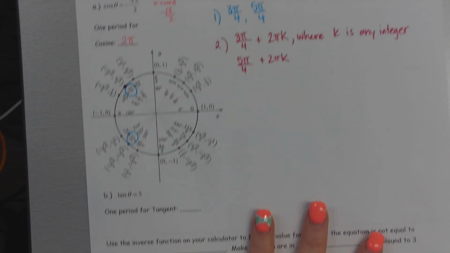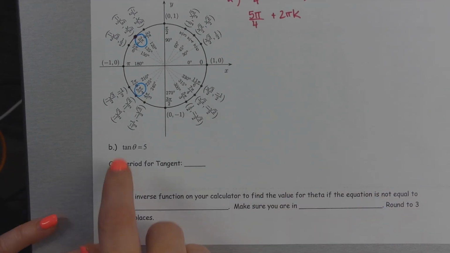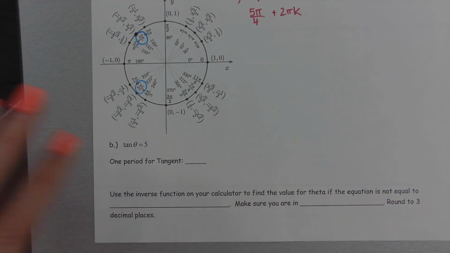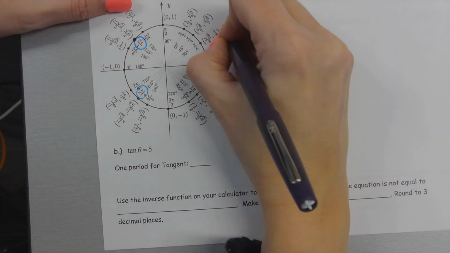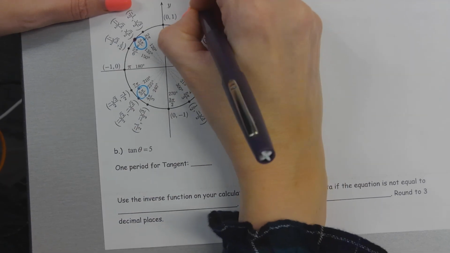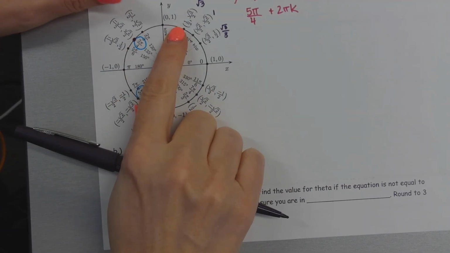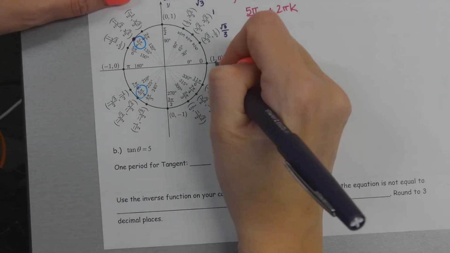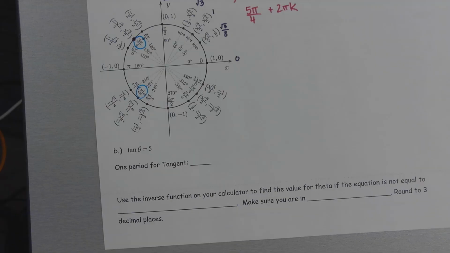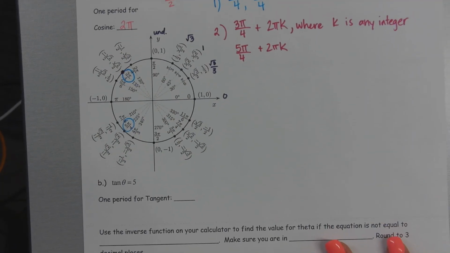All right, and then for part B, it says the tangent of theta equals 5. So the first thing we want to do is see if it's on the unit circle. With our tangent values, we know our tangent values in quadrant 1. We have root 3 over 3, 1, root 3. Here, remember you do y divided by x. So this would be an undefined value. This would be 0. So the tangent being 5 is not an exact place on the unit circle.